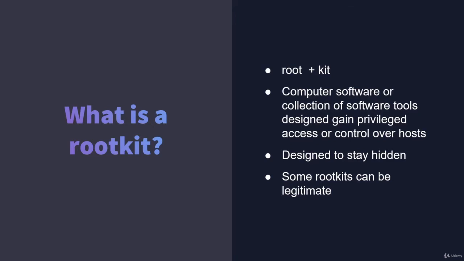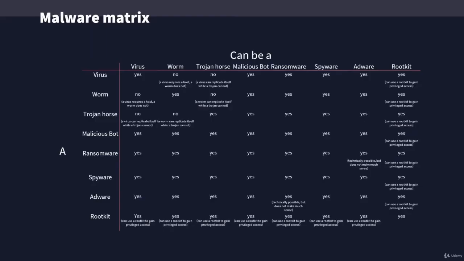There are, however, some legitimate utilities using rootkits. For example, some applications that emulate hardware or software, or some applications that are used to detect cheating in online games. With that, we conclude the exploration of different malware types. Before we wrap up, let's have a look at the malware matrix.